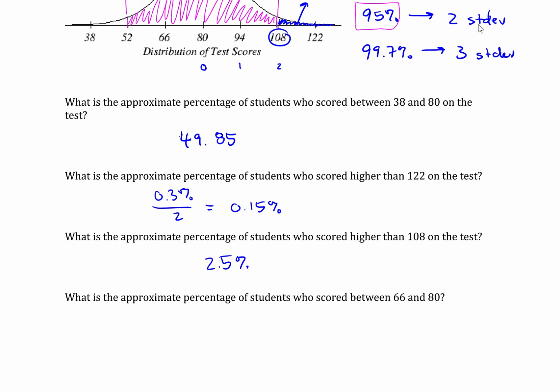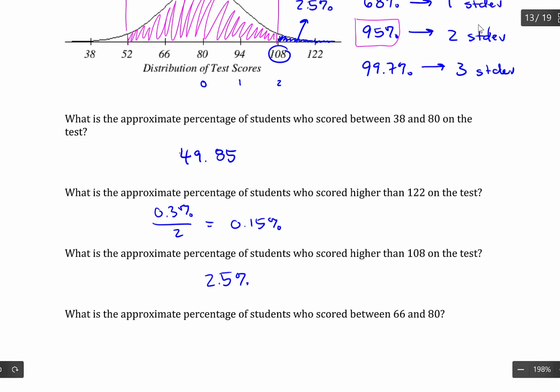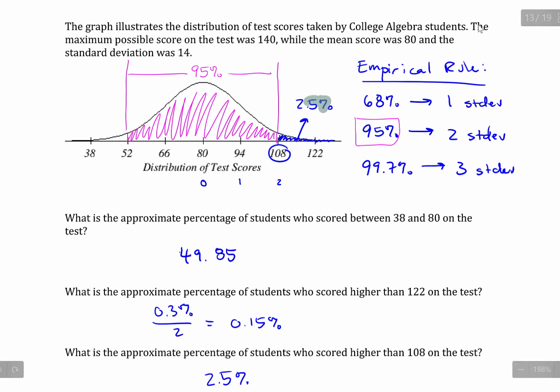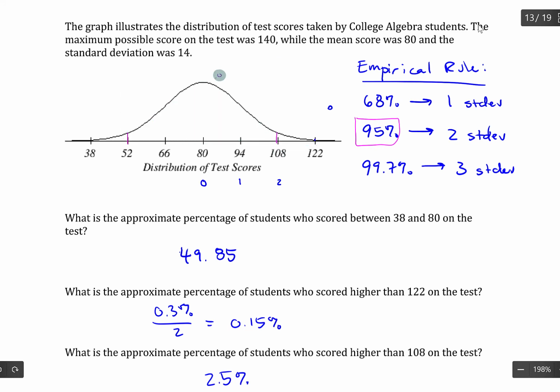And lastly, what is the approximate percentage of students who scored between 66 and 80? All right, so between 66 and 80, again, we just need to get familiar with what values we're working with. So 66 is here, 80 is there. So that's the region that I'm interested in. So this amount there.